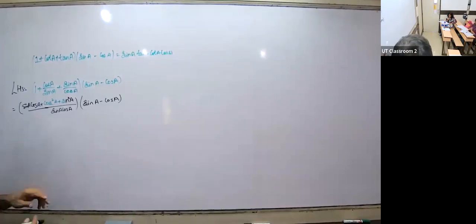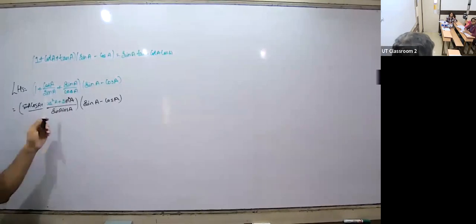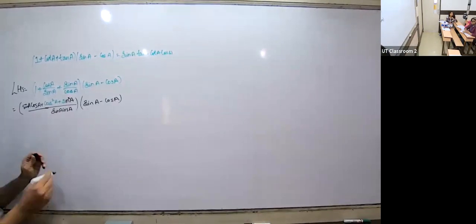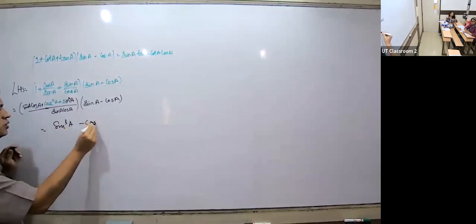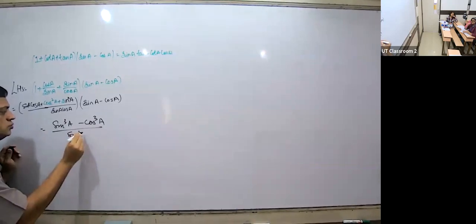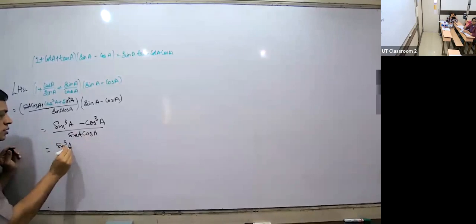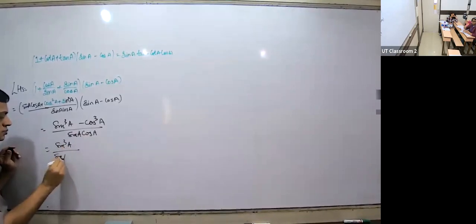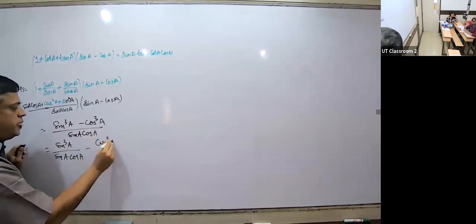Now look here. This is the form: A square plus B square plus AB, times A minus B. This can be written as A cube minus B cube. Sin cube A minus cos cube A upon sin A cos A. Are you following? Then separate: sin cube A upon sin A cos A minus cos cube A upon sin A cos A.